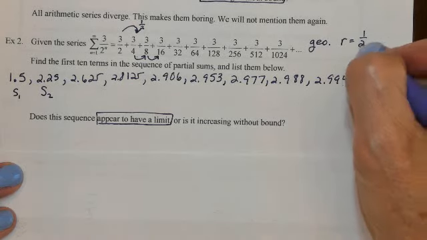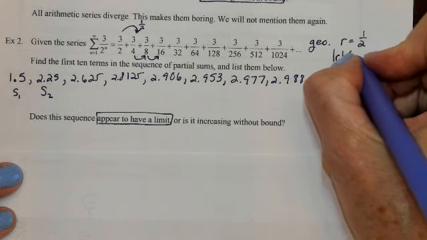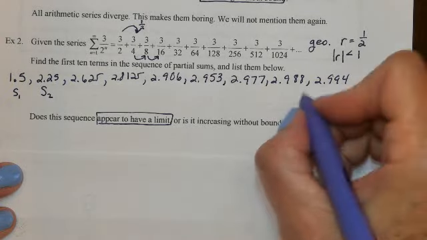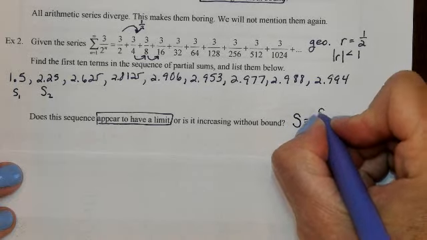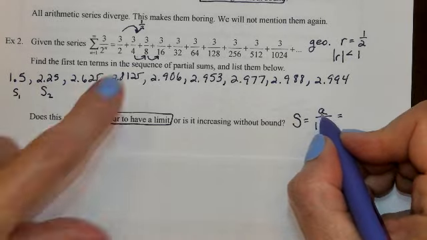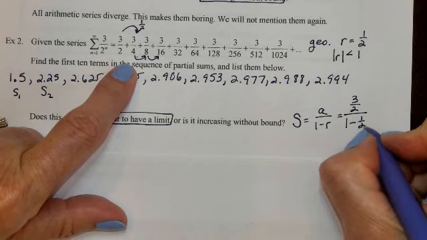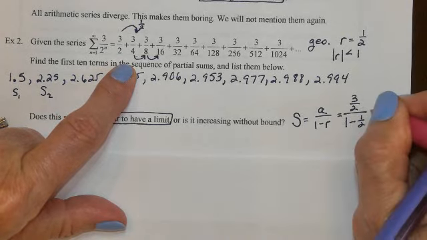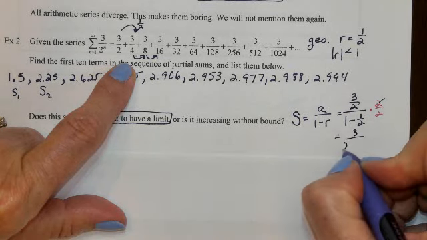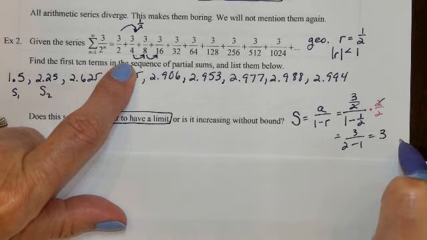Last year, you had a way to find the sum of an infinite geometric series when the absolute value of r was less than 1. If the absolute value of r was less than 1, then you could find the sum of it using a little formula that was very easy to use. The first term, a, divided by 1 minus r. And if we take this and multiply by 2 over 2, we get 3 divided by 2 minus 1, which is 3. Makes sense.